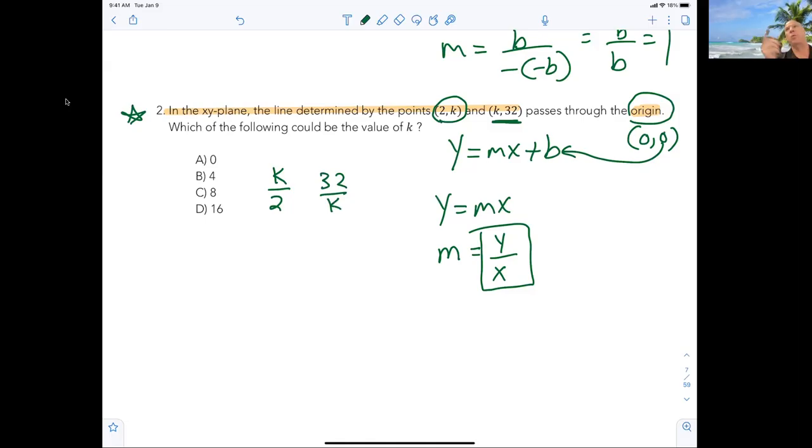Exactly. If two points are on a line, the slope is always going to be the same, regardless of what you're looking at. Does that make sense, guys? So now those two slopes are equal, and so now we just have a proportion. Do we agree? And when you cross multiply, you end up with k squared equals 64. So k equals what? k equals 8. How's that? Everybody good?